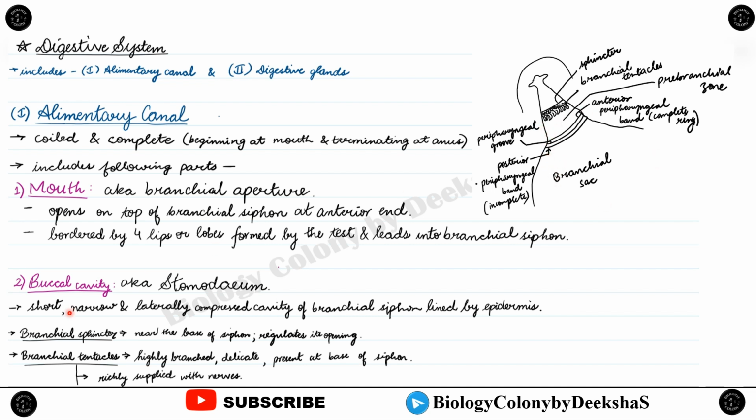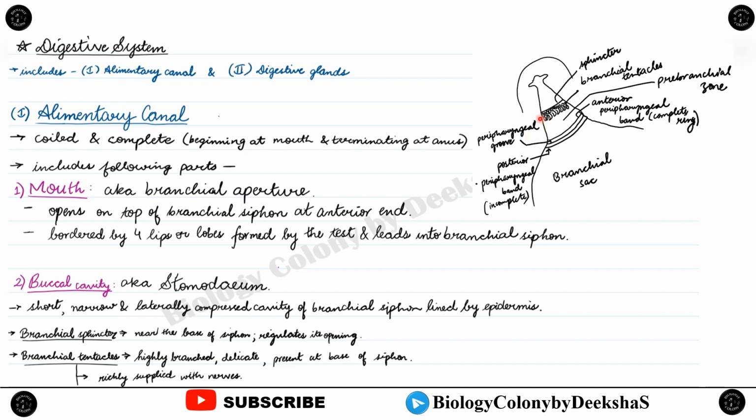Next structure we have is the buccal cavity. It is also known as stomodeum. It is a short, narrow and laterally compressed cavity of the branchial siphon lined by epidermis. This structure contains a branchial sphincter near the base of the siphon which regulates its opening. That is, the branchial sphincter present here regulates the opening of the buccal cavity.